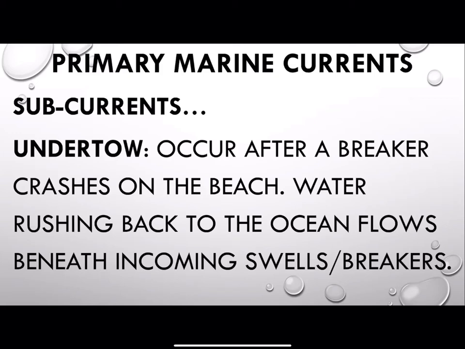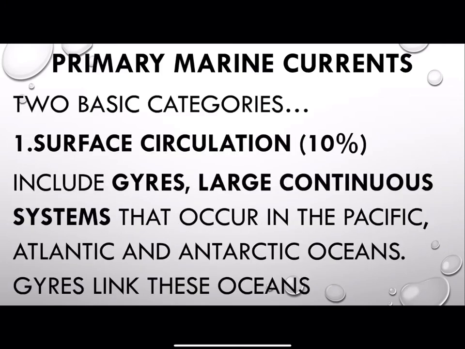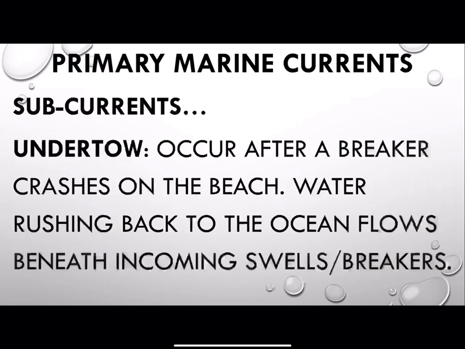Okay, great. So let's continue. Once again, remember, you can just pause the video if you are writing down and it's taking you a while. All right, so let's go back. We have two basic categories of currents. One is known as the surface circulation, and only about 10% of the world's seawater is found in these types of currents. And subcurrents under that are rip currents and undertow currents.